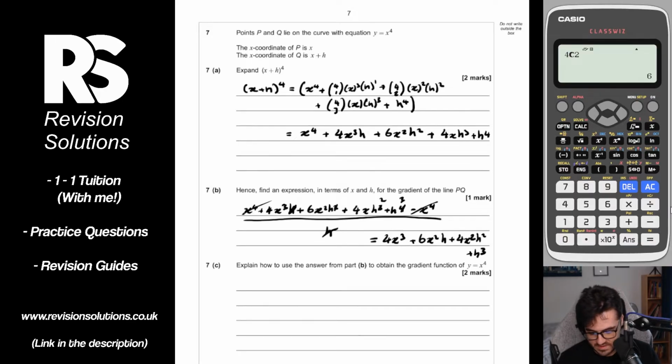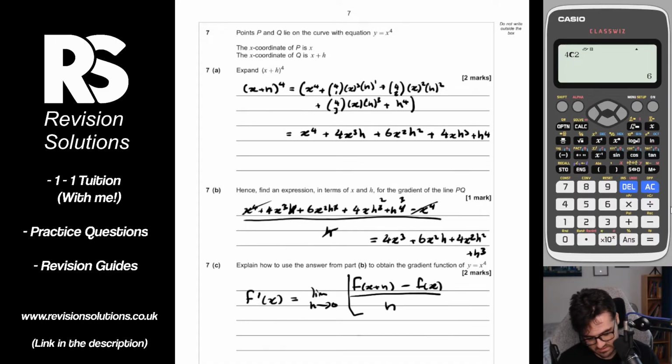Then for part C, it says explain how to use the answer from part B to obtain the gradient function. So the gradient function is the actual tangent, the derivative, right, of the original curve. So if we remember, the equation for differentiation from first principles is f dash of x is the limit as h tends to 0 of f of x plus h minus f of x all over h, and this is just what we calculated in part B. That's just the expression for the gradient of the line PQ.